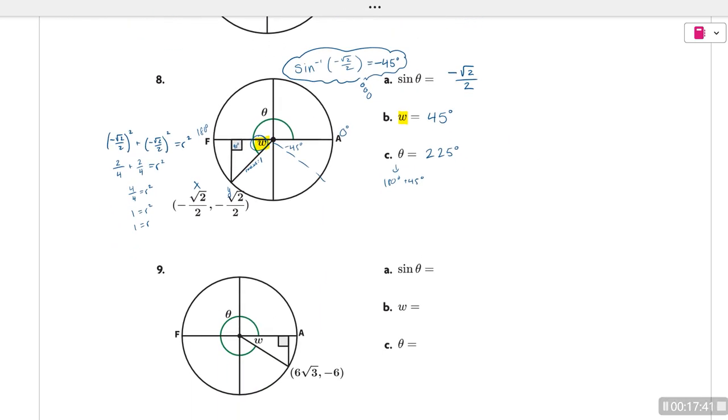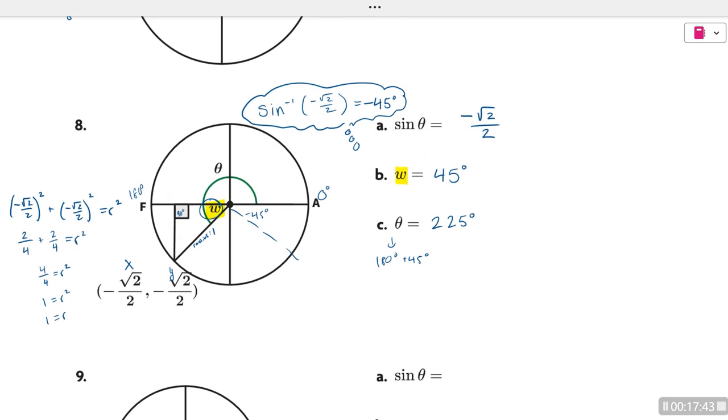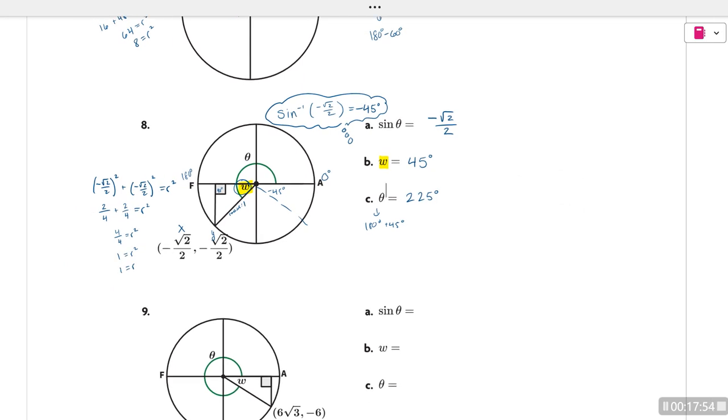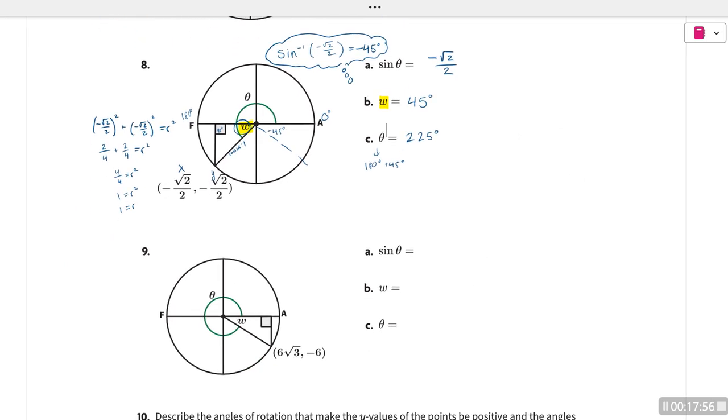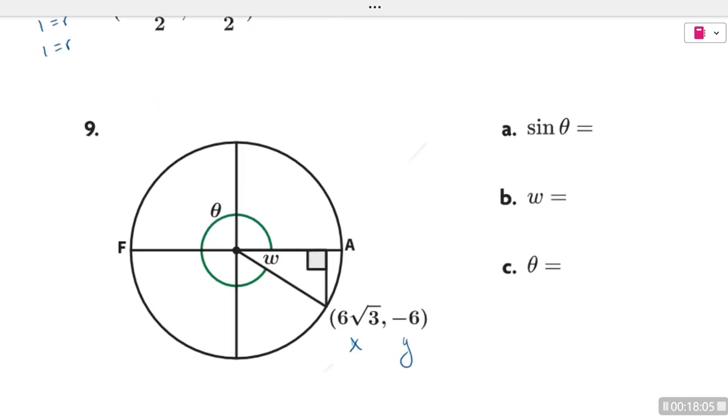Okay. Now, if I had used just square root 2 over 2, I would have gotten this positive 45 anyway. So if we had used the actual triangle ratios, we would have gotten the positive 45. Okay. Question 9. So 9 has an x value of 6 square root 3 and a y value of negative 6.